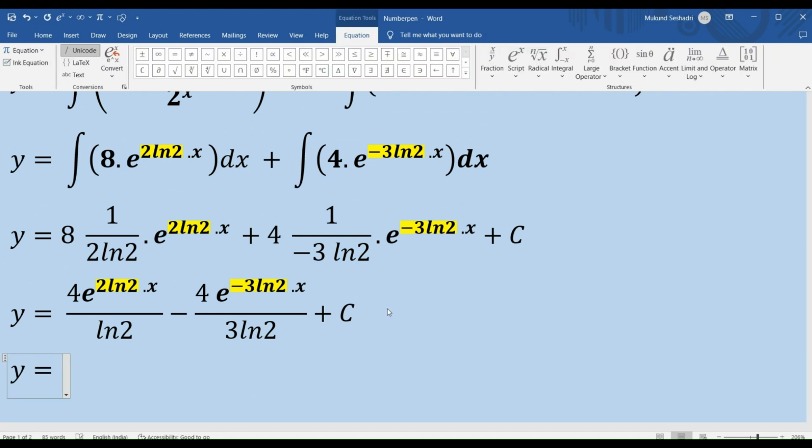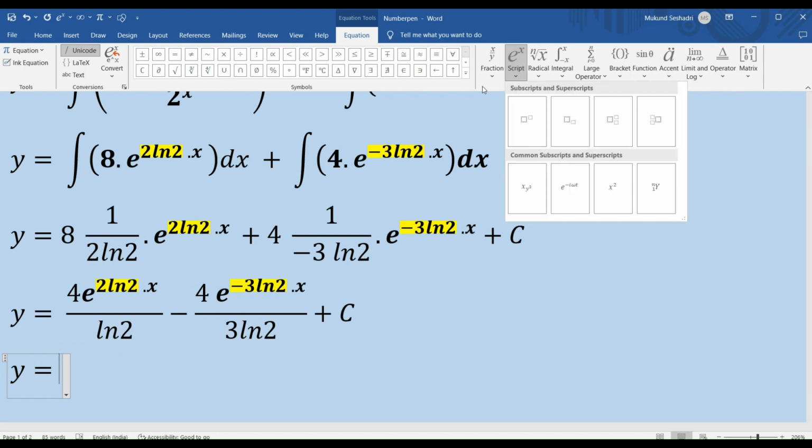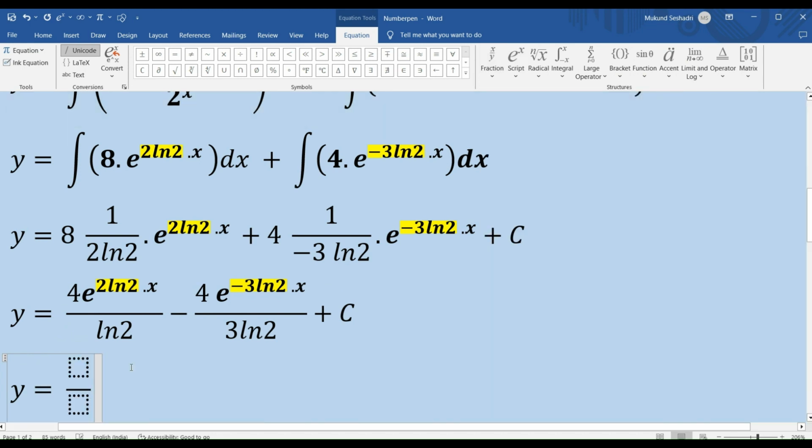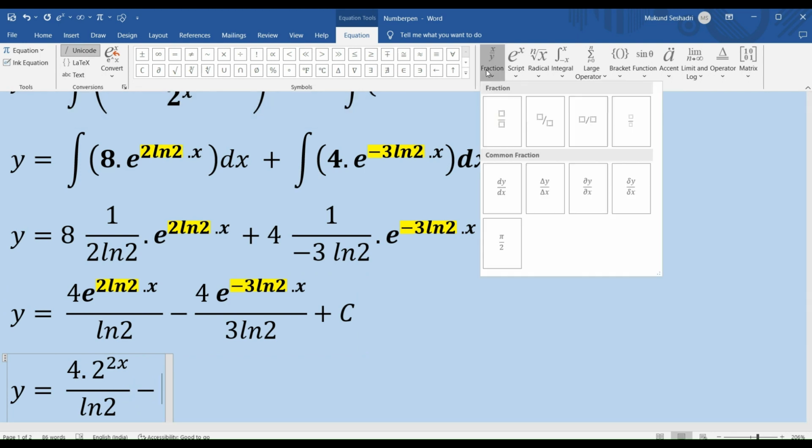Now I can do a little bit of further simplification. I know that my e to the power ln 2 is nothing but 2. So I can rewrite this particular expression as 4 times, with e to the power ln 2 being 2, so I can rewrite this as 2 to the power 2x, divided by ln 2, minus 4 by 3 times.